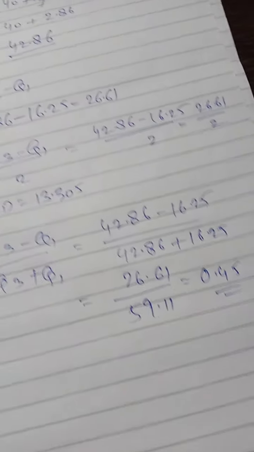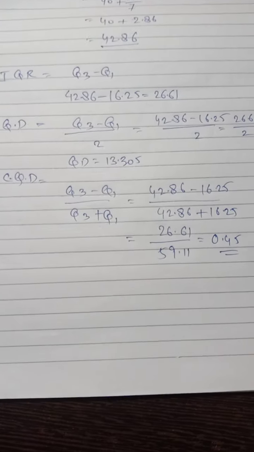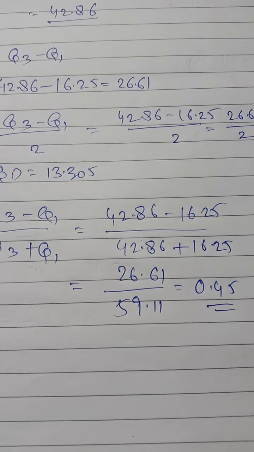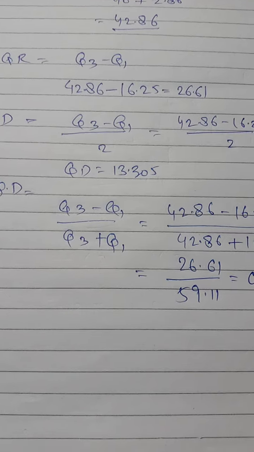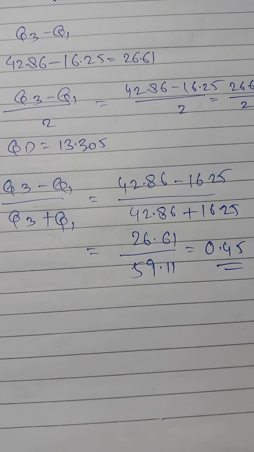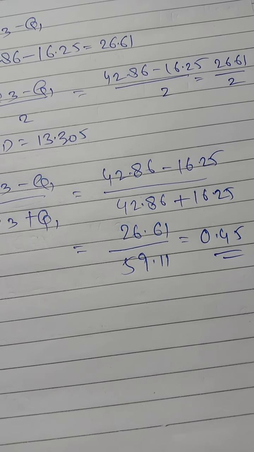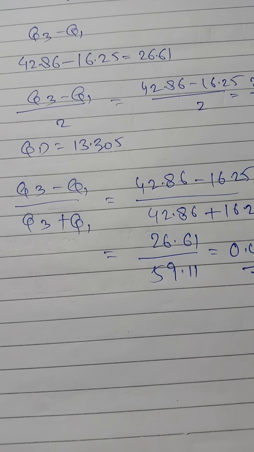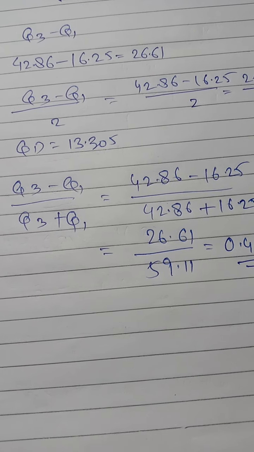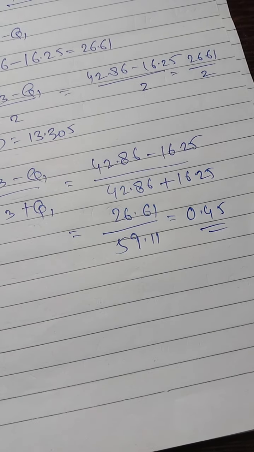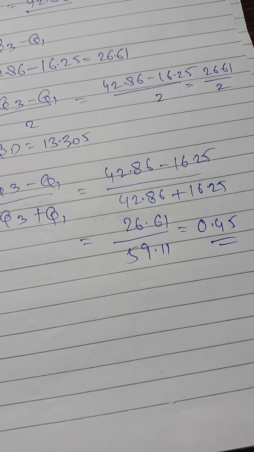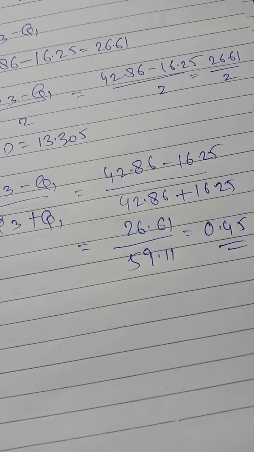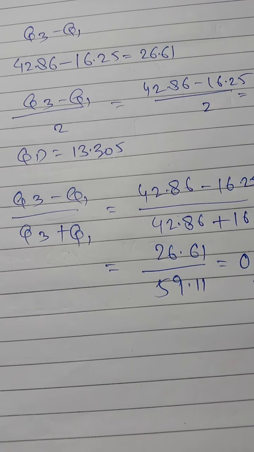And we have done the three things here. We have gone for IQR, interquartile range. The formula was Q3 minus Q1, that is 26.61. We have gone for QD. The formula was Q3 minus Q1 upon 2, 13.305. And finally CQD, Q3 minus Q1 upon Q3 plus Q1, we have got 0.45. So we have completed our target. Task is completed.